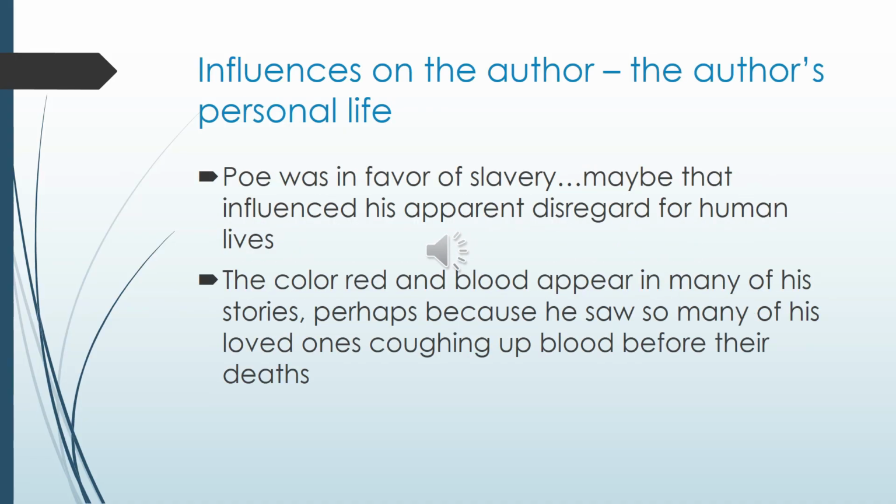Sometimes you can infer about influences on the author just by looking at details from the author's own personal life. Edgar Allan Poe was a proponent of slavery. Maybe, I'm thinking, that influenced his apparent disregard for human lives as shown in the story The Black Cat and many of the other short stories that Poe wrote. Also, the color red and blood appear in many of his stories. Perhaps this is because he saw so many of his loved ones coughing out blood before their own deaths. Many of them had the disease that was called consumption back during that time, and Poe was heavily influenced by that because so many people in his family, his loved ones, and other people that he knew had died of that.